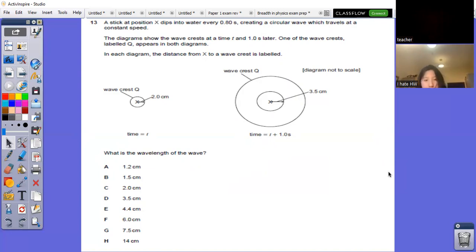By the way, just so you know, this is really a stretch and challenge. This is one of the questions that was used for Cambridge University applicants, and it's a non-calculator question, so you can do it without a calculator.